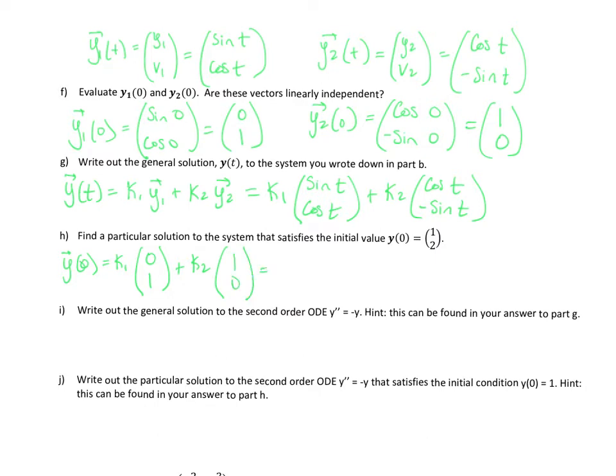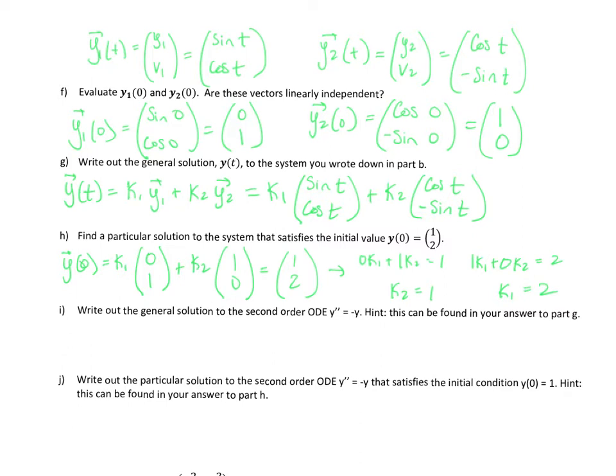And we were given that that equals (1, 2). So then I can translate this to two equations. This says 0k1 plus 1k2 equals 1, which tells me k2 is 1. And the other equation is 1k1 plus 0k2 is 2, which means k1 is 2.